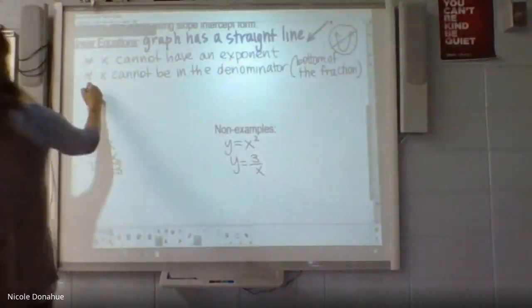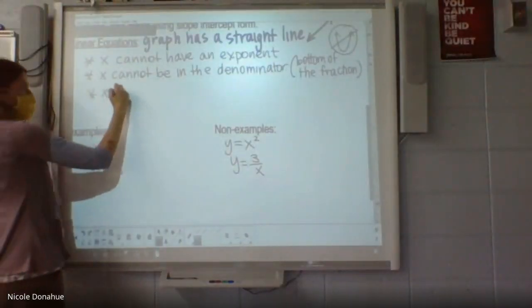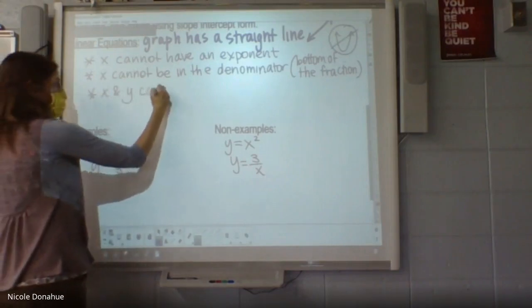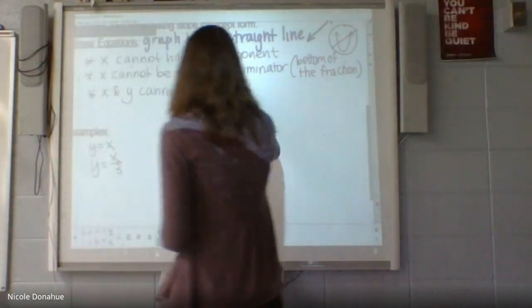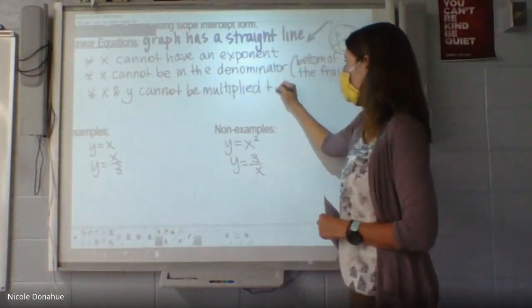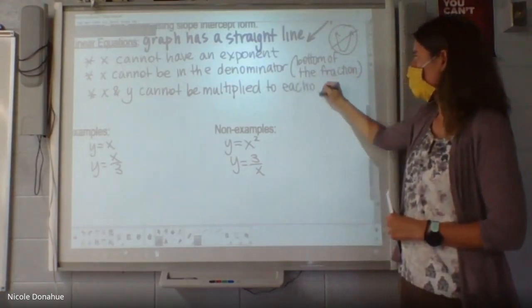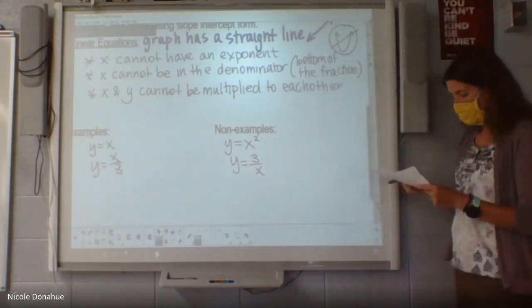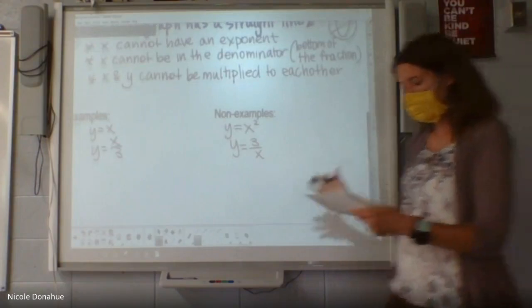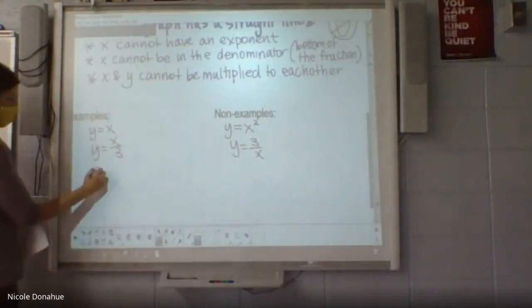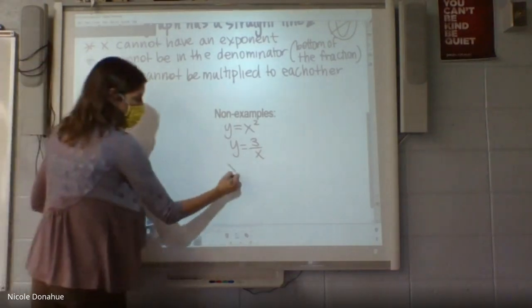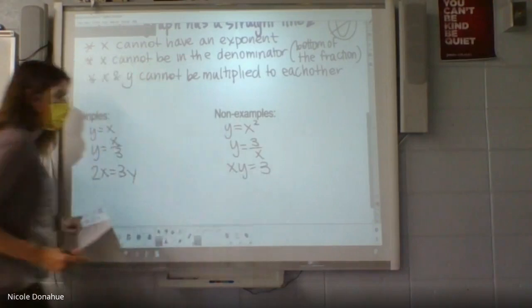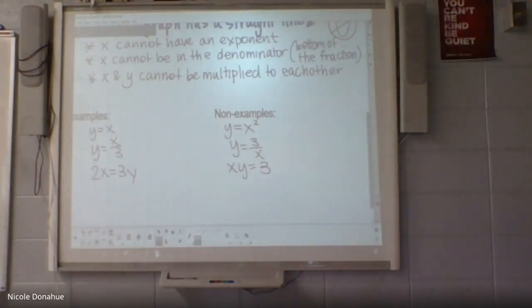Next one is x and y can't be multiplied to each other. Now it's okay if they're multiplied to something on the opposite side. So like if I have 2x equals 3y, that's okay, but x times y equals 3 is not. So that's linear on this side, non-linear on the other.